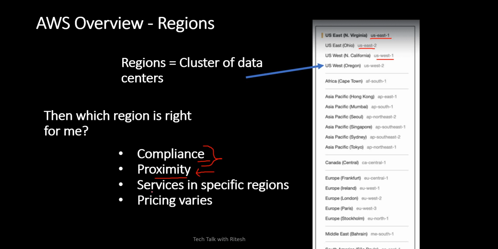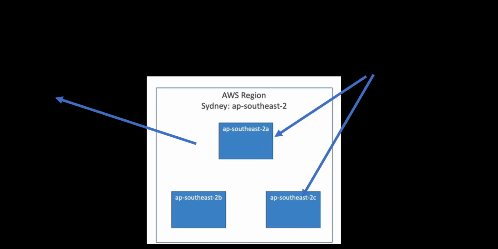And third thing is, like I explained in my previous video, there are few services which are not available in all regions but only in a few. So we have to select one of those regions because I need to use that service. And pricing varies from region to region. Maybe in the US region it is more costly, but if we select the Asia region, then it is less costly. So according to that also, sometimes we decide which region is better for us.